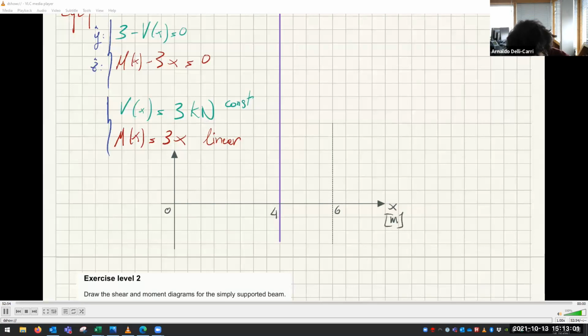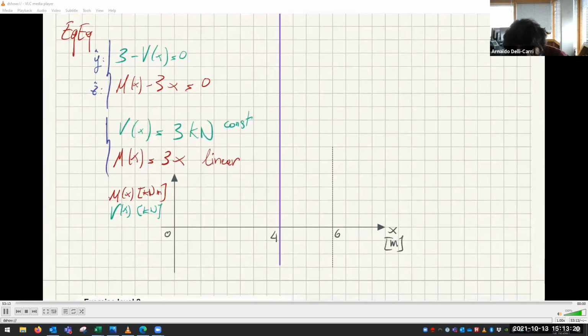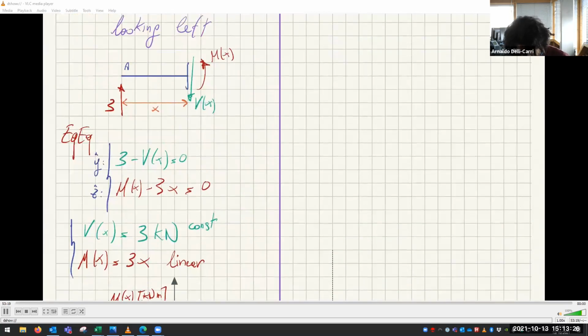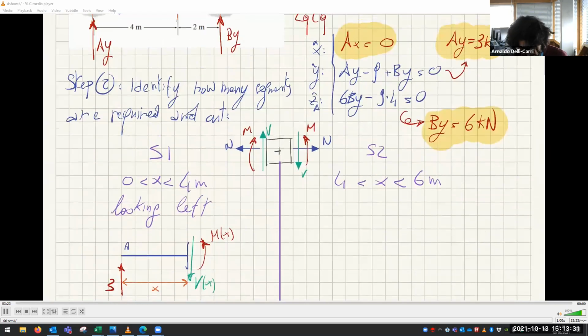And this I will give m of x in kilonewton meters. And I will draw v of x in kilonewtons. Okay, so before we draw it, let's do the other side as well. So we've just done the first one. So let's draw the other one. The other one, will I be looking left or right?